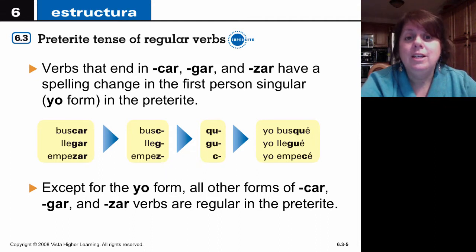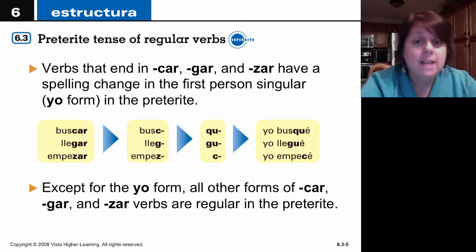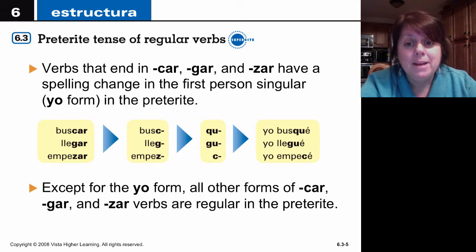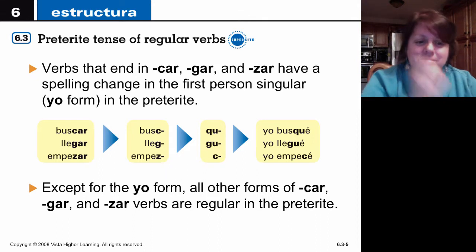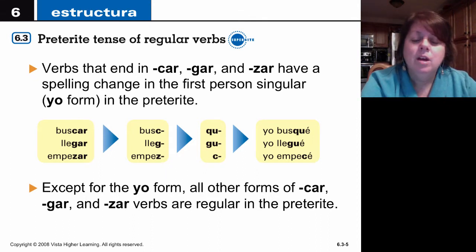Llegar, if we had GE, it would sound like an H, and we don't want to say yehe, right? And so we add a U in to make that G a hard G. Yo llegué, LLEGUÉ with an accent. Empezar, even though it's stem changing, it's an AR verb, so it's going to be empez in general. That Z is going to change to a C to keep the S sound. So yo empecé is I started. All of the other forms are regular. None of them take an E, and therefore they stay regular.